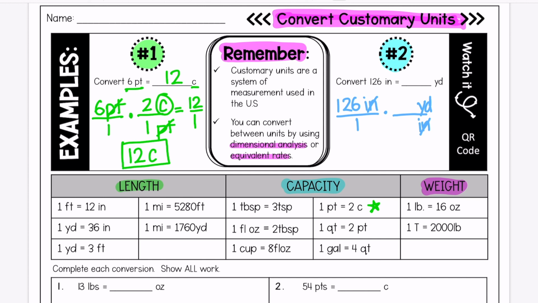Now I'm going to go look on my conversion table for inches and yards. Those would be found under length, and I see that 1 yard is 36 inches. So I put 1 by yard and 36 by inches. I multiply across. 126 times 1 is 126. 1 times 36 is 36. Now I know that this fraction bar line also means division, so I'm going to do 126 divided by 36, and I'll get 3.5 yards because that is not crossed out. So my answer is 126 inches is equivalent to 3.5 yards.